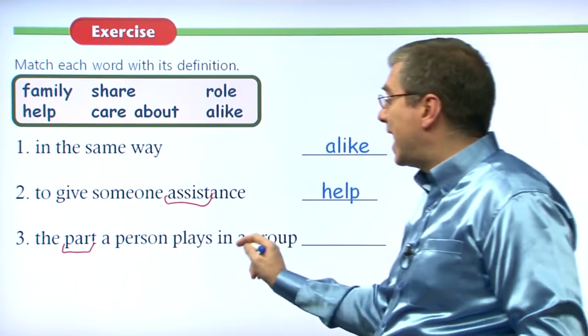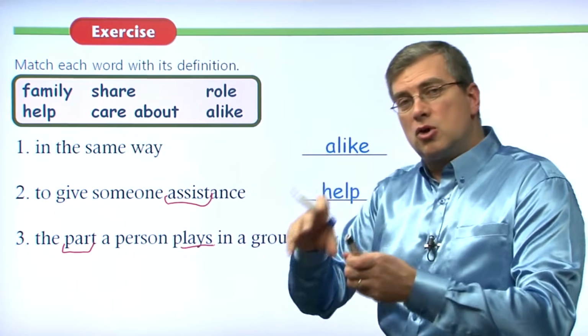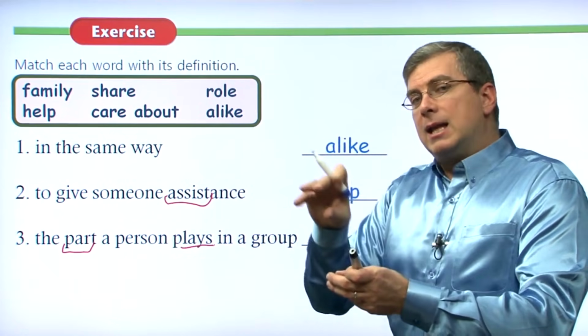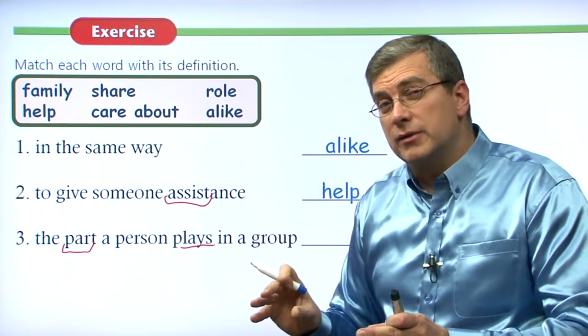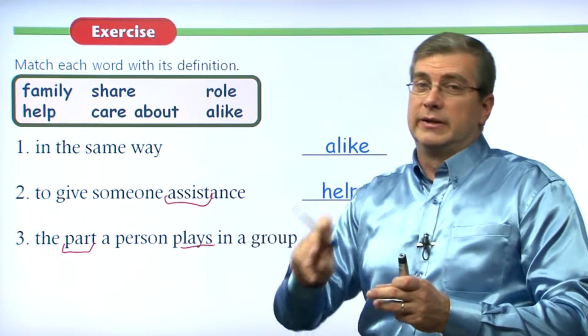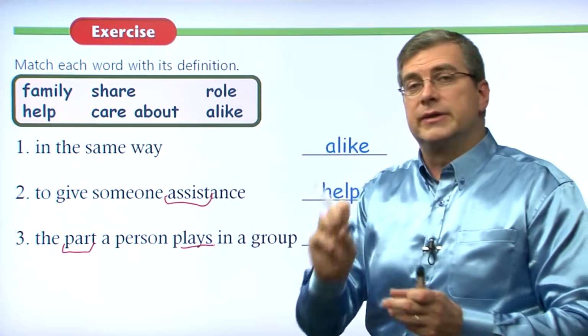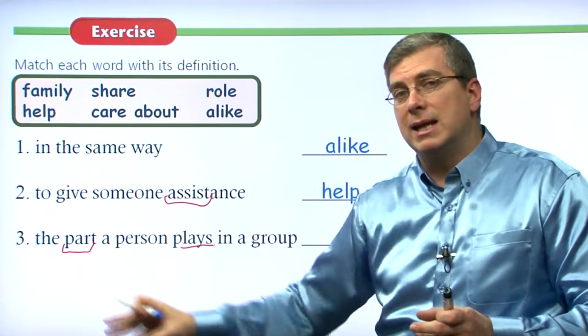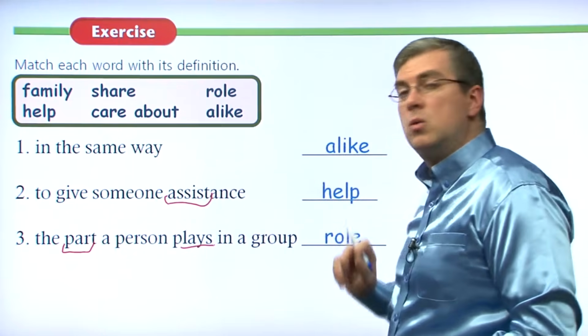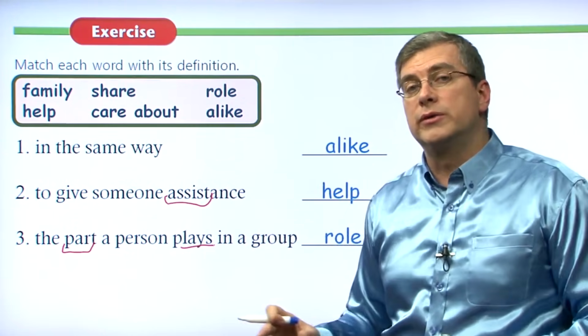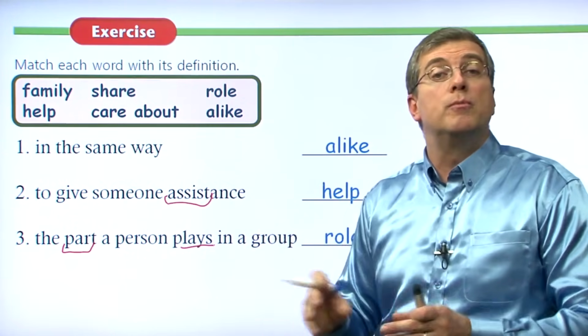Number 3. The part a person plays in a group. So in a group, you have many different people. And usually in that group, different people do different things, right? Some people do chores. Some people make dinner. Some people go out and earn money. All of these different things are what? They are a role. They are different roles that family members or group members have.